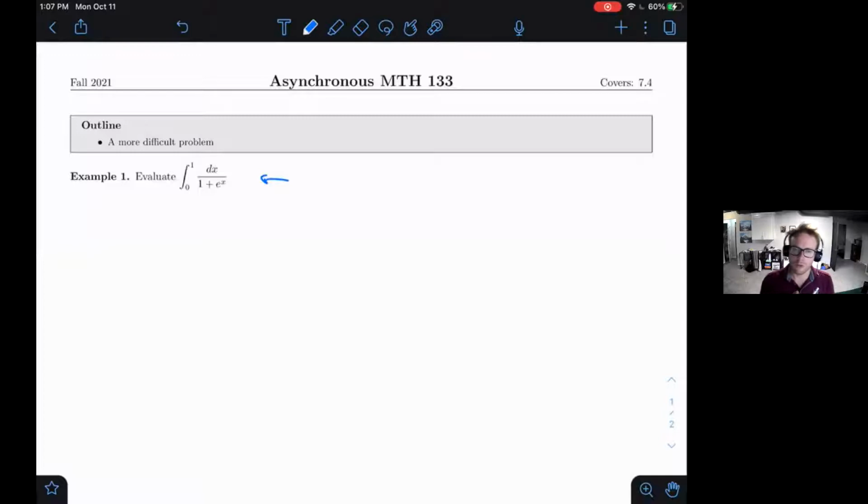During chapter 7, we're learning a whole lot of different techniques on ways to evaluate integrals, right? Before we just had U substitution, and that was it. Now we know integration by parts, we know trigonometric substitution, we know powers of trig functions, sines and cosines, secants and tangents, all that sort of stuff. And now we have partial fractions. And so we have a lot of tools at our disposal.